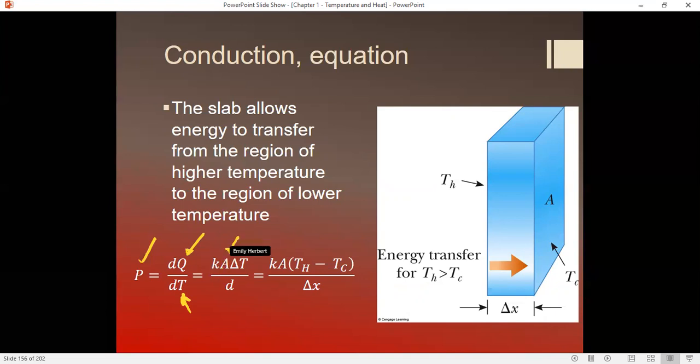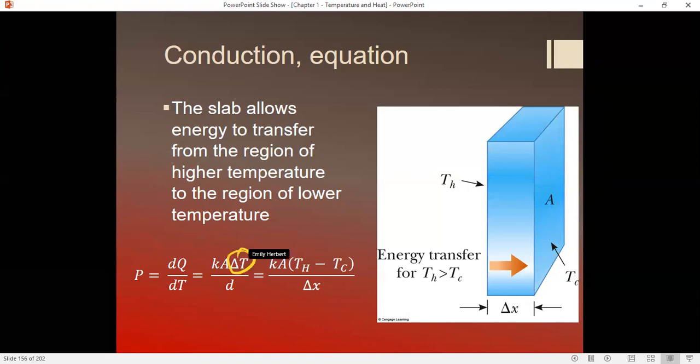A represents the cross-sectional area. So if I have a slab of material, okay, the more area it has, the more length and width it has, okay, the more atoms I have in the direction of heat flow to transfer that heat from the hot surface to the cold surface, right?